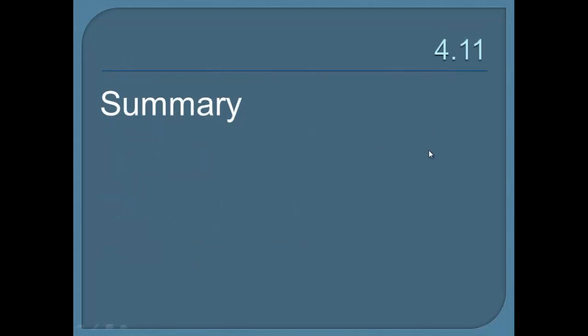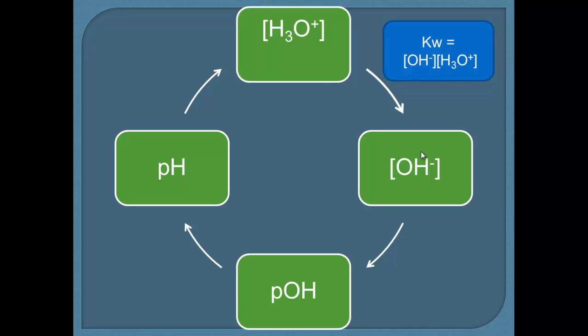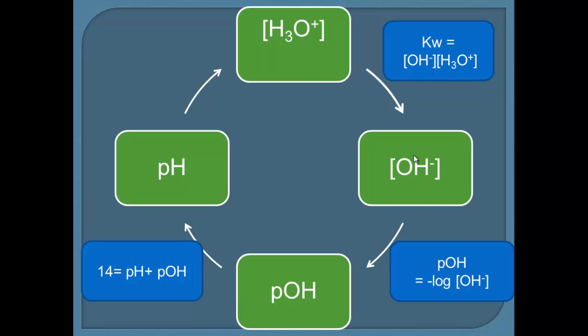So in summary, and this is kind of a learning check, you should be able to calculate all these things, H3O plus, OH minus, pH, or pOH. If you're given H3O plus, what you use is Kw to determine OH minus. If we're given OH minus, we can calculate pOH by using this formula, negative log concentration of OH minus. If we have pOH, well, this one's pretty simple, 14 equals pH plus pOH. If we have pH, we can determine H3O plus concentration using this formula. H3O plus equals 10 raised to the power of negative pH.